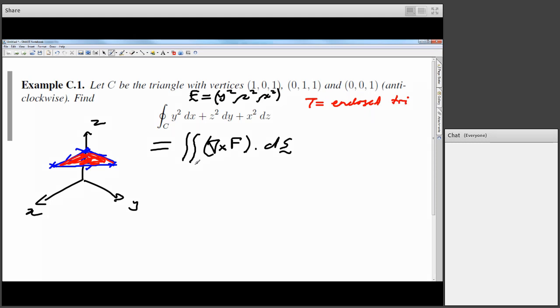And so I'm going to integrate over my enclosed triangle and my surface of this particular thing. So in order to be able to answer the question, I need to know what the curl of F is. The curl of F, as I said last week, is just a matter of rotation within the body, and you work that out by taking the cross product of nabla, which is just a bunch of the different partial derivative operators in order, with the original vector field. So y squared, z squared, x squared.